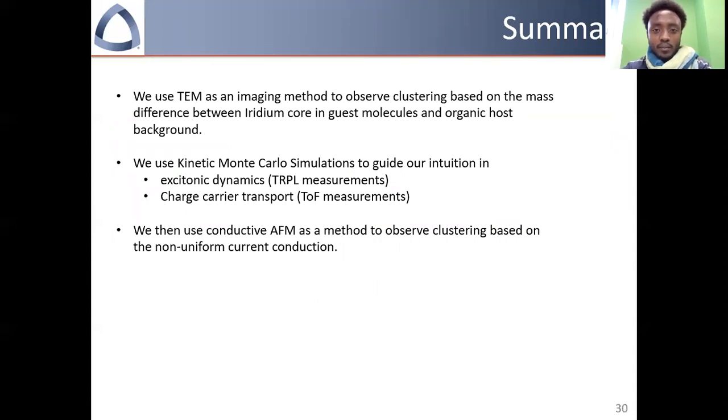In summary, we use TEM imaging based on mass difference between guests and hosts. We use kinetic Monte Carlo to guide our intuition in TRPL and charge carrier transport, and we also do AFM to study current conduction in these clusters.